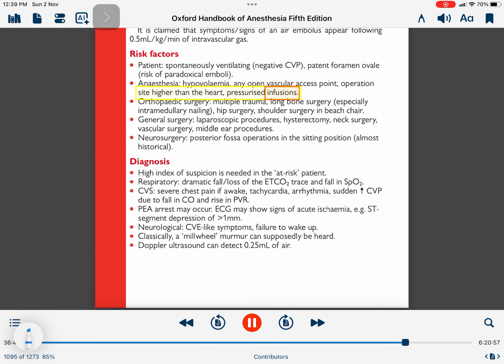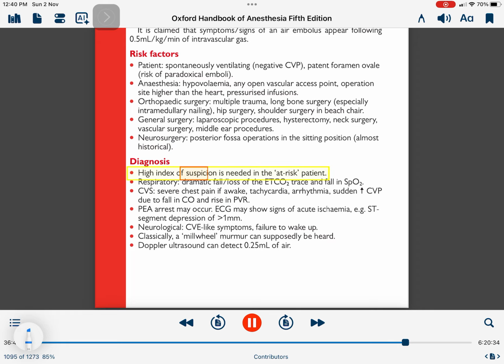Pressurized infusions, orthopedic surgery, multiple trauma, long bone surgery especially intramedullary nailing, hip surgery, shoulder surgery in the beach chair position, general surgery, laparoscopic procedures, hysterectomy, neck surgery, vascular surgery, middle ear procedures, neurosurgery, posterior fossa operations in the sitting position, almost historical.